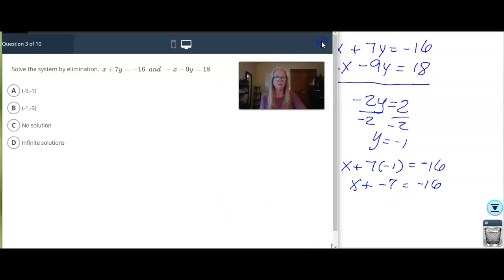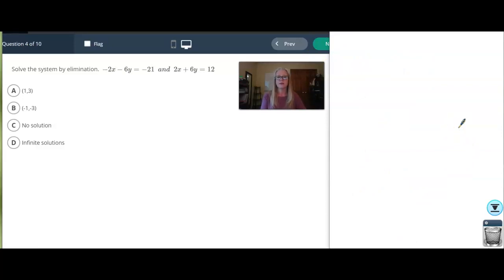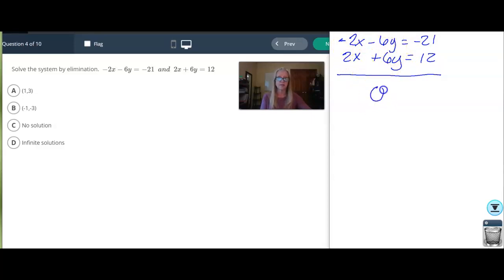Next up, now this one is an example of an oddball, okay? This one we've got negative 2x minus 6y equals negative 21. We've got positive 2x plus 6y equals 12. Well, if we add these two together, since we have opposites here, we would get no x's, but then if we add these two together, we also get no y's. So this is a big fat 0 on this left-hand side because all of those are going to drop out. And all we have left on the right-hand side is, what, negative 9? And 0 does not equal negative 9. So that's a false statement. So this is an example of a problem that has no solution. So you would pick C.